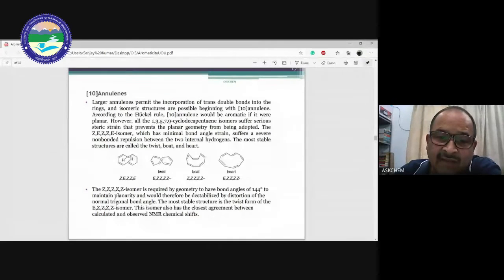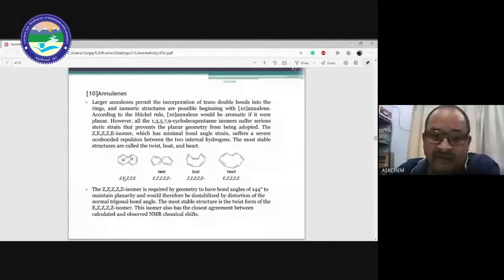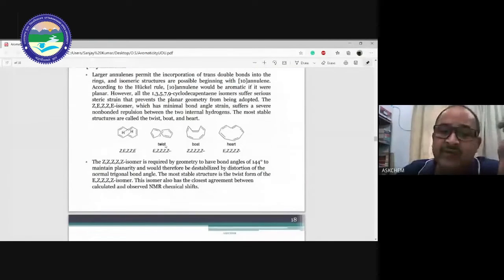In this decalin or naphthalene type situation, we have all Z, and one form is the heart-shaped form. Out of this, what is the requirement of Huckel's rule? It has to be planar, and if it is planar, then it has to acquire all Z isomer. The geometry is required to have a bond angle of 144 degrees to maintain its planarity.